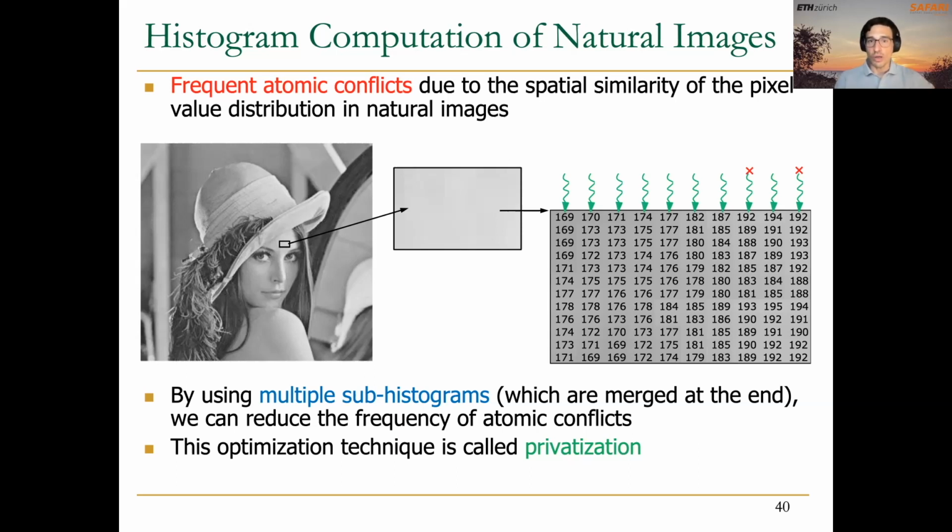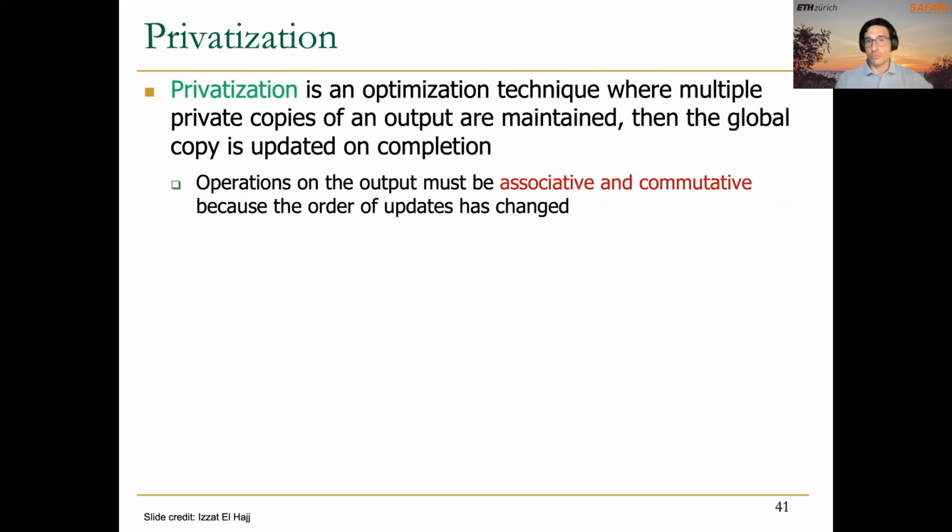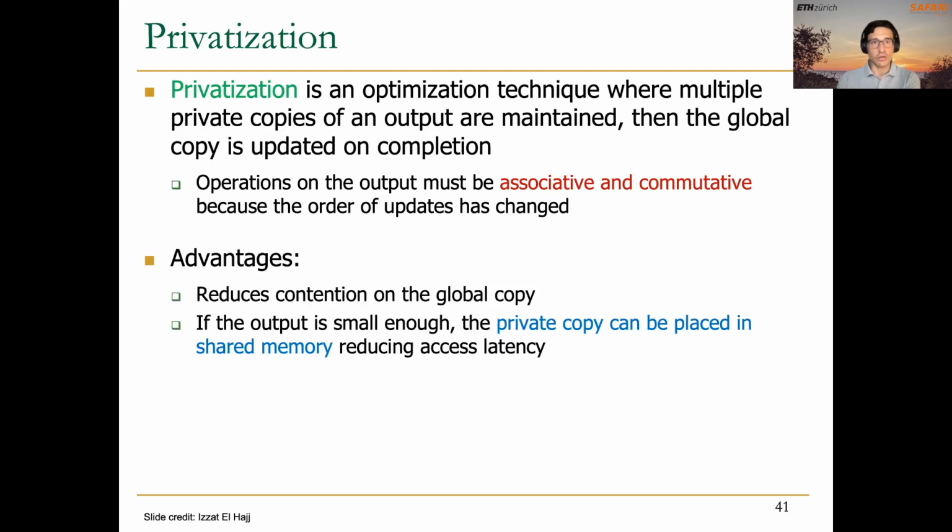and this optimization technique is typically called privatization. Privatization is an optimization technique where multiple private copies of an output are maintained and then the global copy is updated on completion. So after we have created the private copies, we merge them. As I said before, this is possible to do when we have an operator that is associative and commutative. That's the case in histogram, because we are using additions to update the histogram, and it has the advantage that it reduces the contention, the atomic conflicts on the global copy. And also, if the output is small enough, we can have the private copies in shared memory.